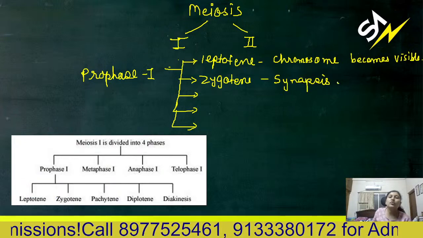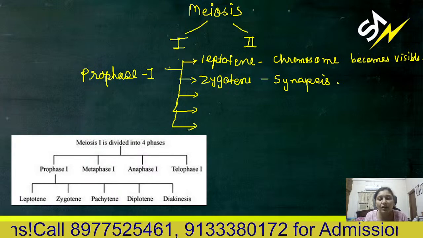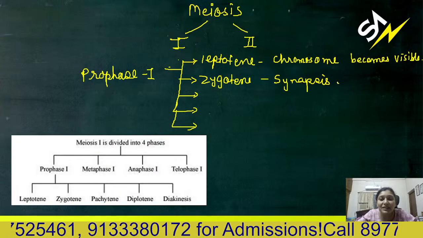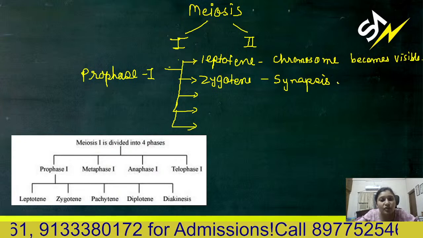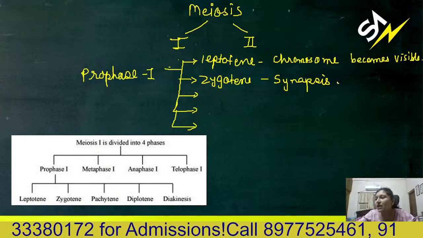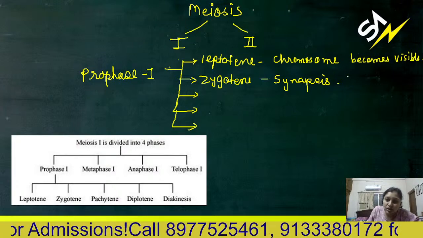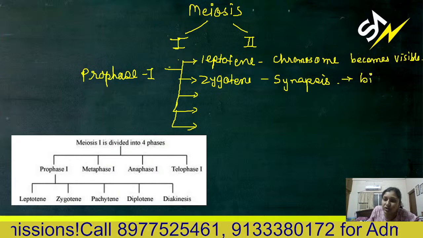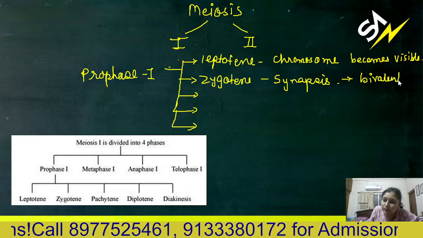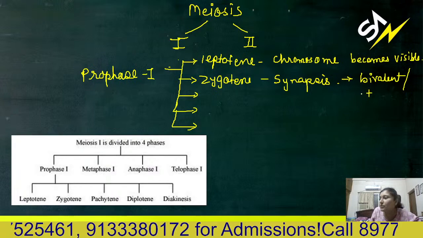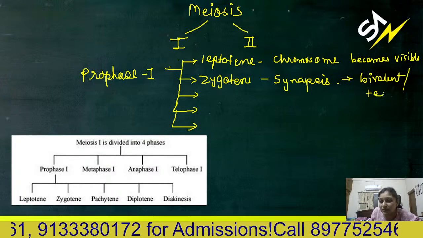That means two homologous chromosomes come closer to each other, and this is called synapsis, to form a synaptonemal complex, and this is also known as bivalent or tetrad. So this will lead to formation of bivalent or tetrad. That means it will be having 4 sister chromatids.